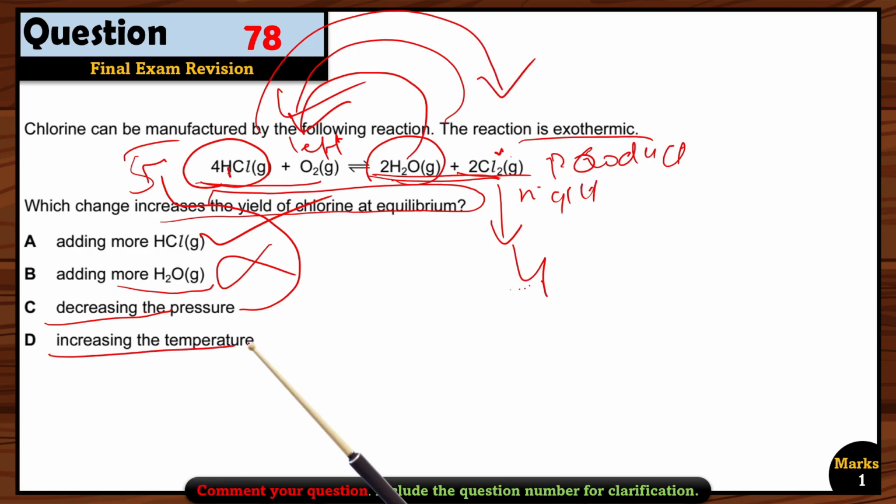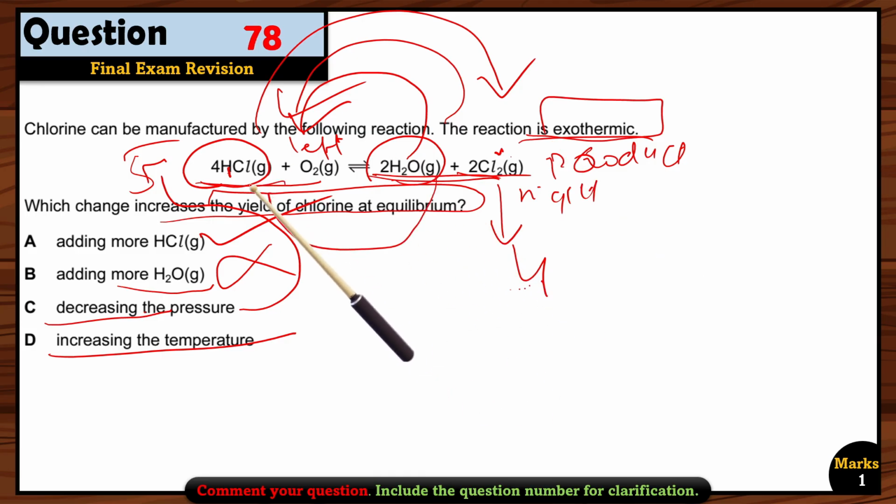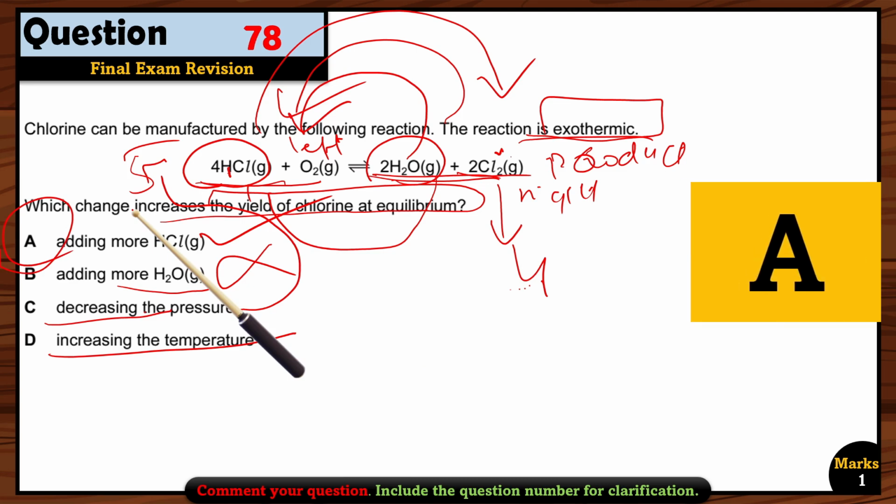Increasing the temperature always favors the endothermic reaction, but this reaction is exothermic, so it will not favor this reaction. It will again favor the left-hand side. So only option A is the right option. We have to add more HCl so we can get more chlorine in our product.